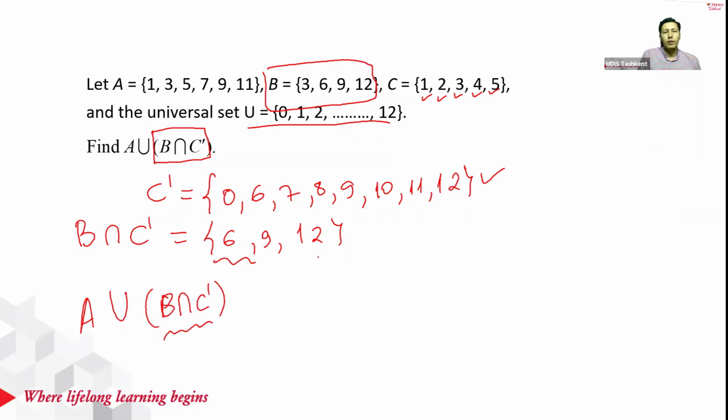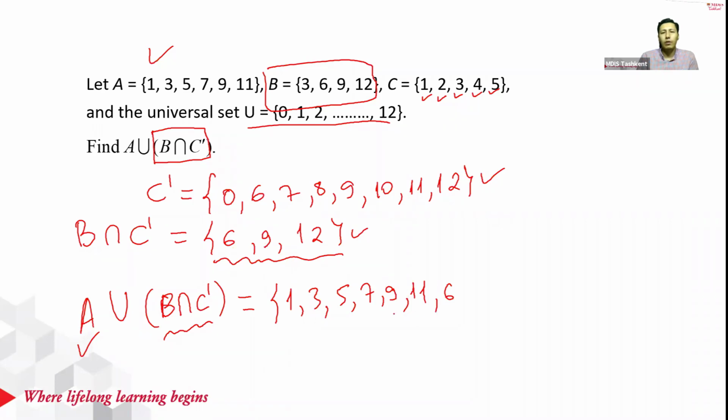Okay, this one here, A is this one. So we have to unite them. So let's copy A first: 1, 3, 5, 7, 9, 11. Then we copy the elements of this set. So 6, do I have 6 here? No, I write 6. 9, I have already. 12, I don't have, so I write 12. That's the answer. Okay, do you have any questions?